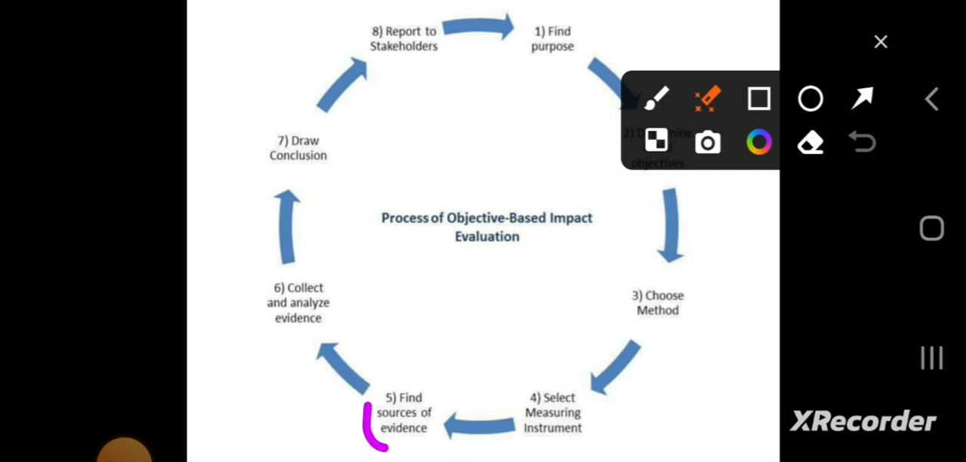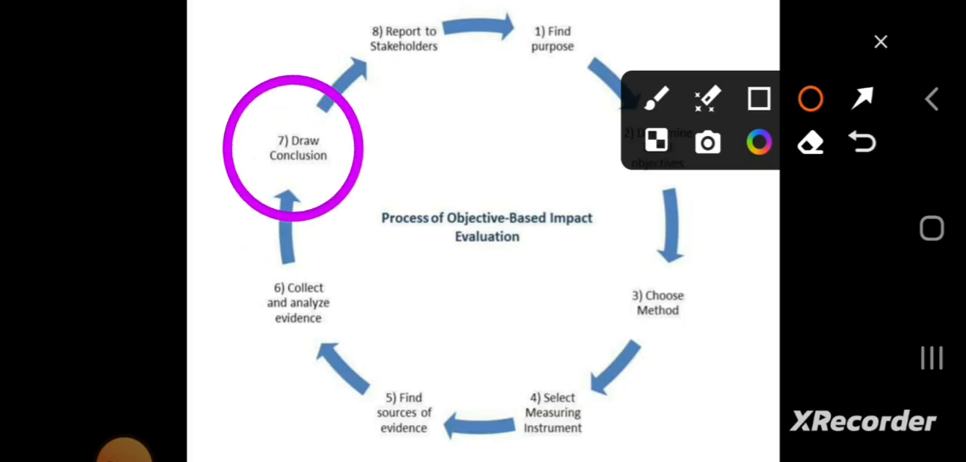5. Find sources of evidence. Determine where the evidence will come from. This includes identifying participants, data sources, and any existing records that can provide relevant information. Next, collect and analyze evidence. Gather the data using the selected instruments and methods. Analyze the evidence to determine whether the objectives have been met and to understand the impact of the program.